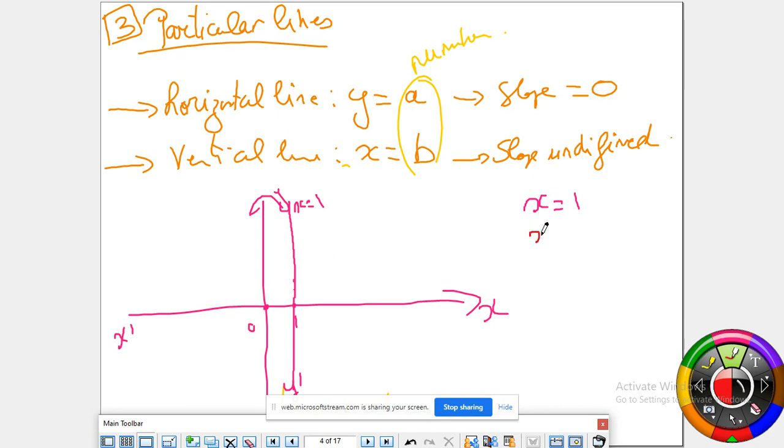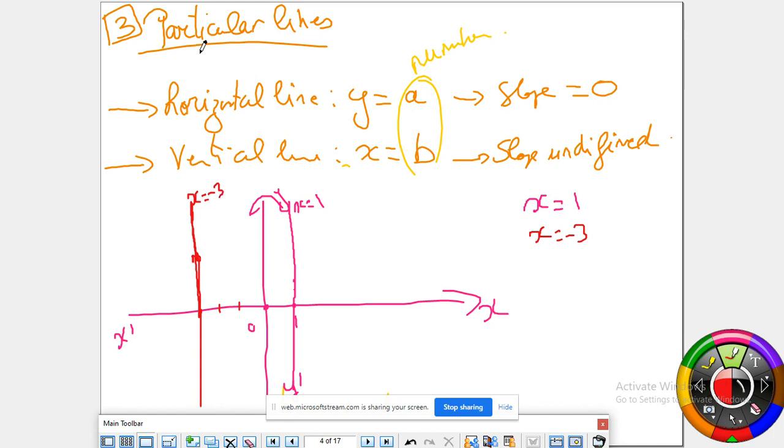So a vertical line is x equals a number. If I tell you, for example, draw x equals minus 3. Okay, what is x? This is minus 1, minus 2, minus 3. All the points on this line, any point here, has x equal to minus 3. So this is the line x equals minus 3, and we call this line a vertical line.